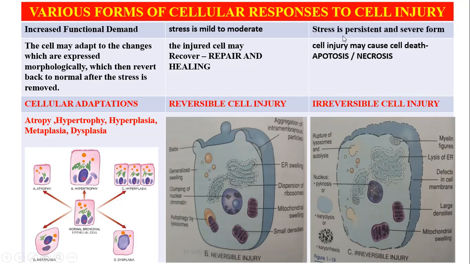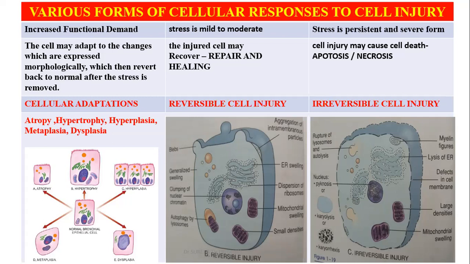If the stress is persistent and of severe form, the cell injury may cause cell death, that is apoptosis or necrosis. This is called irreversible cell injury. In irreversible cell injury, the stress is persisting. As the stress is persisting, damage is inevitable. So it can bring about further and further damage. The ultimate fate is cell death. It may be apoptosis or necrosis.